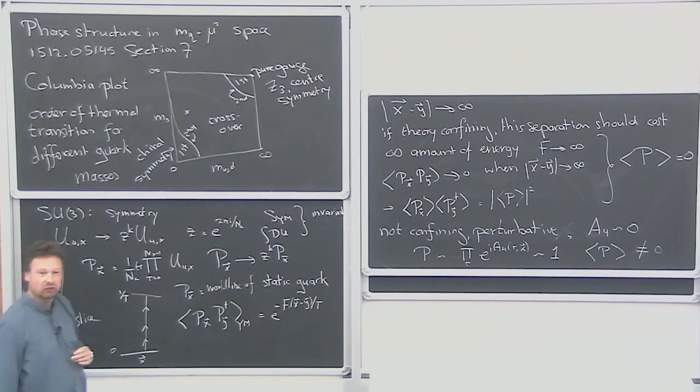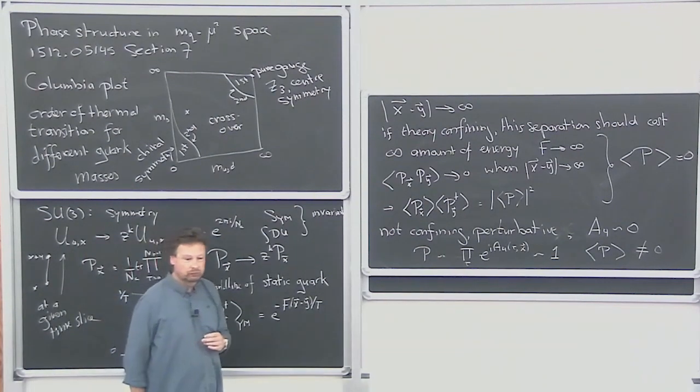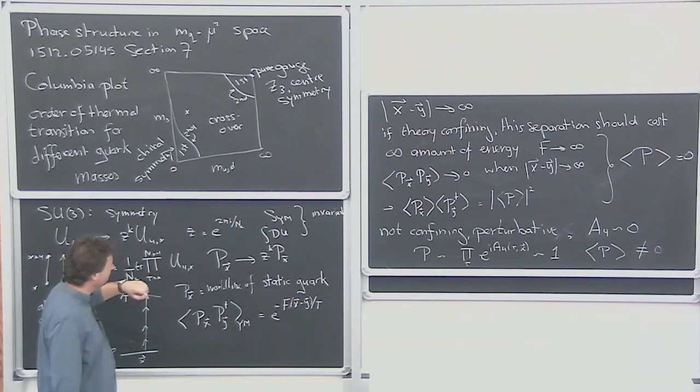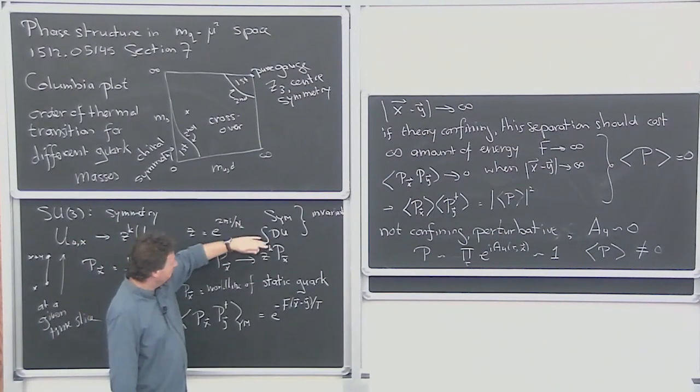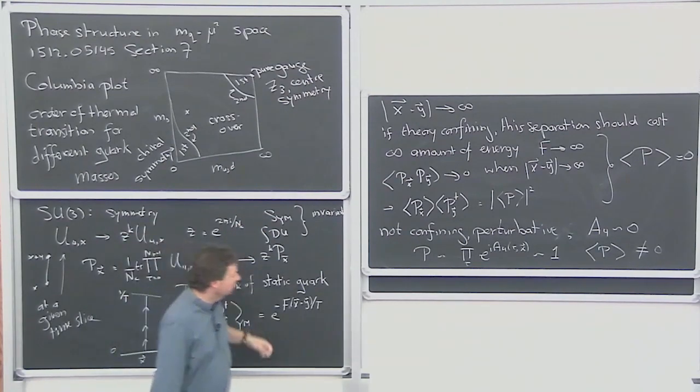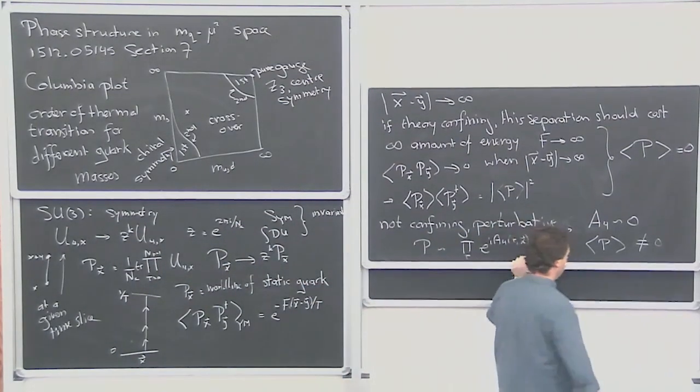Are there any further questions about this? Okay, so this was all done without quarks. This was done in a pure gauge theory, because in a theory without quarks, it is indeed a symmetry of the action and the path integral.